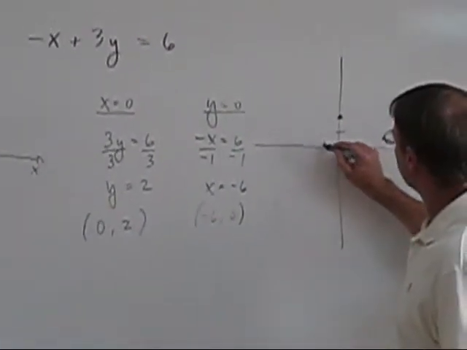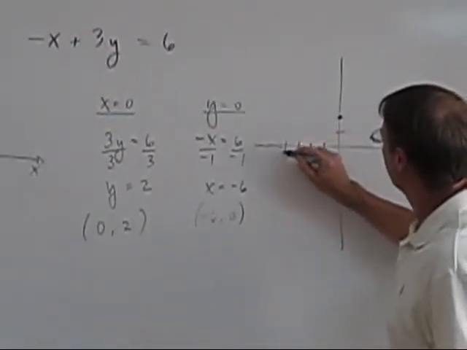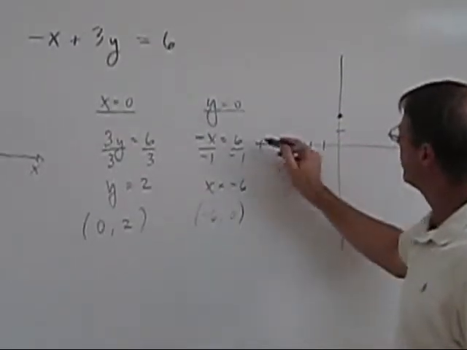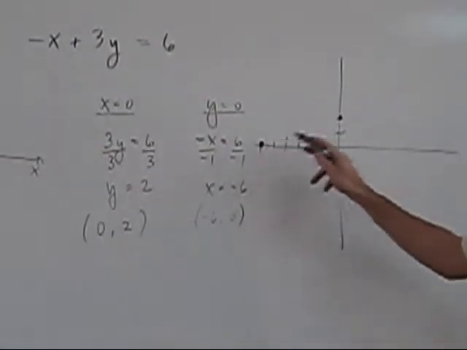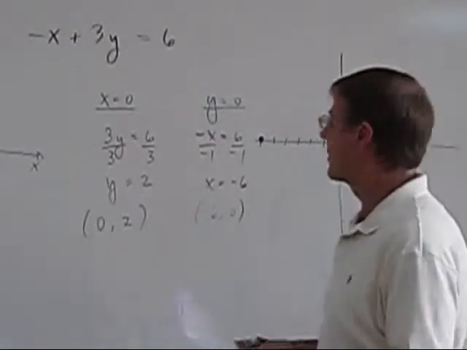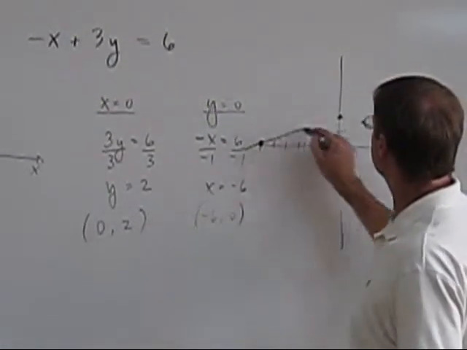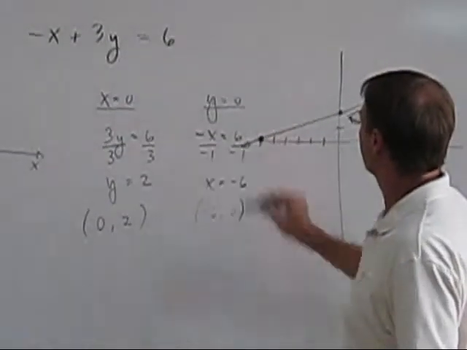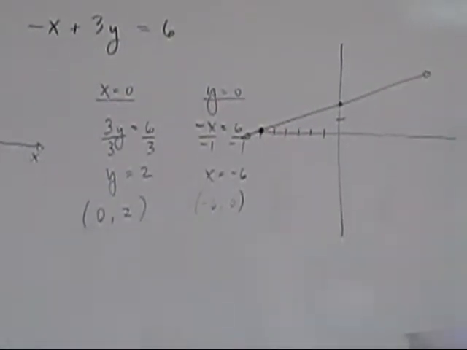So let's put that on the graph. That's negative 6. Now I have my 2 points. All I have to do is connect the dots, and I'll have the graph of the line. Okay, so that's how you do number 13.